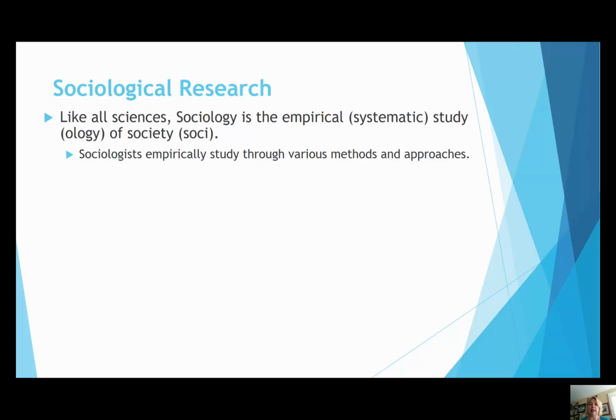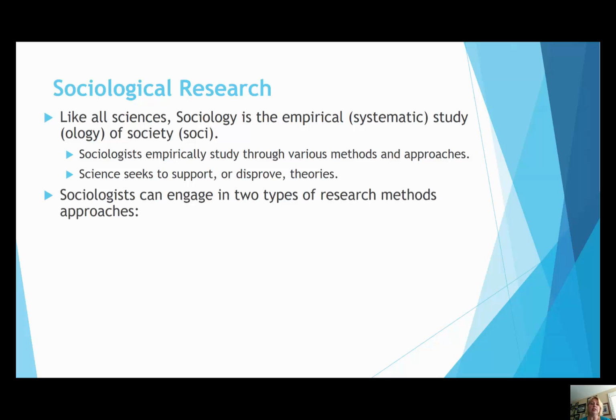Sociologists empirically study through various methods and approaches, just like biologists, chemists, geologists, physicians, pharmacologists, psychologists. All of us empirically study the concepts that we're interested in. Science seeks to support or disprove theories. We've talked about the different sociological theories: conflict theory, functionalism, symbolic interactionism, and postmodernism. You can have a theory, but it's not really worth much unless you have tested it.